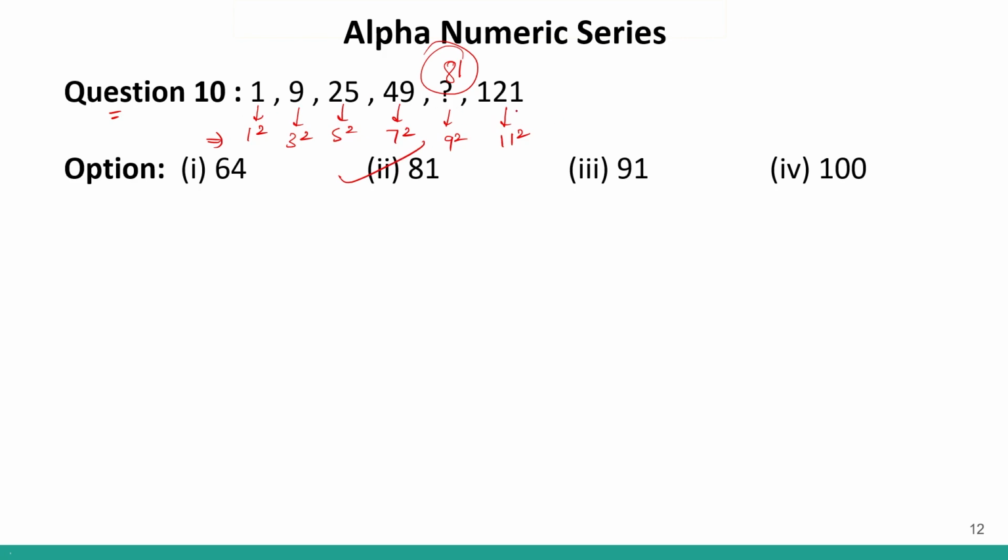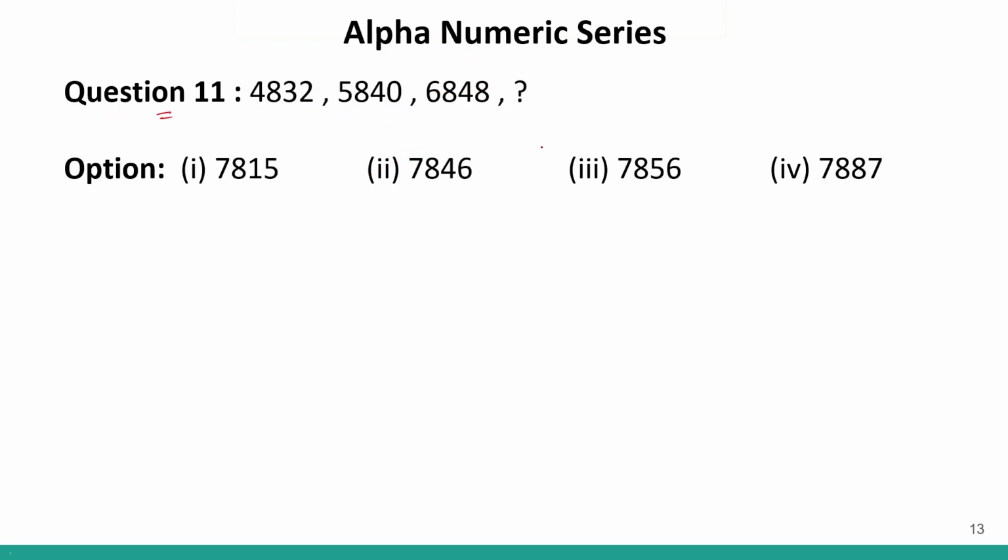Because these are simply squares of the numbers. Right? Question number 11. Big terms. Looks a little scary, but let us solve. So 4832 to 5840. Let us see the difference first.